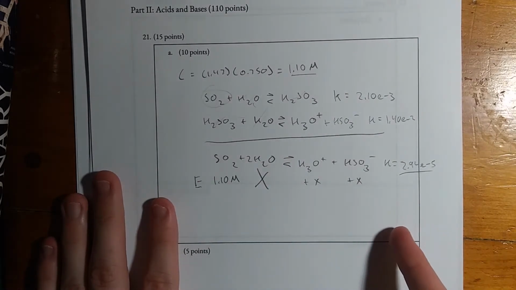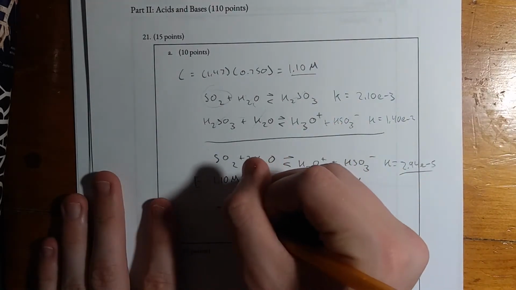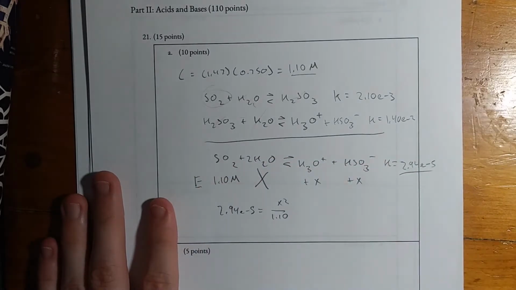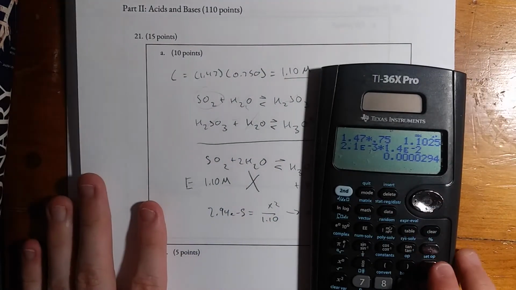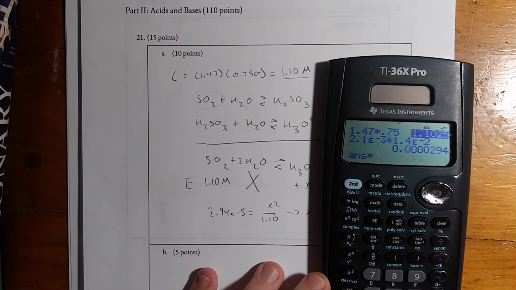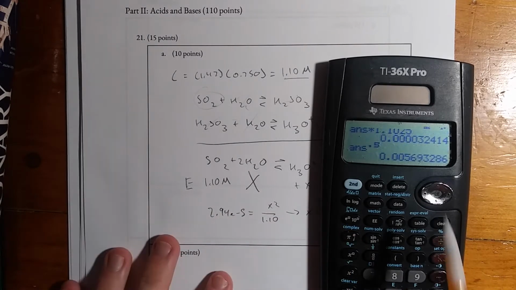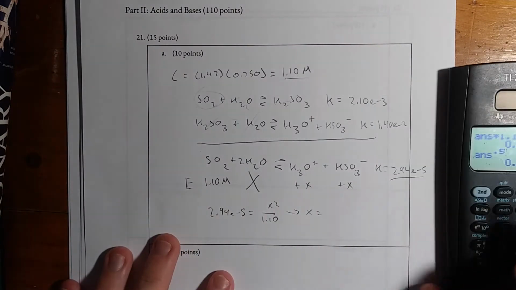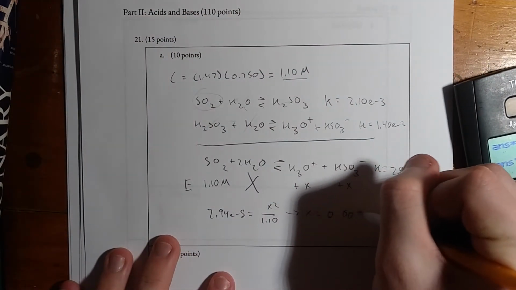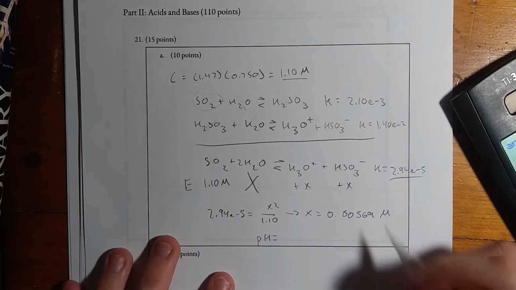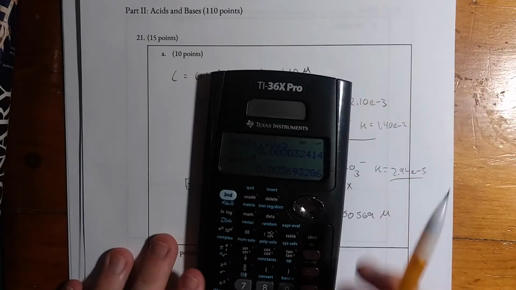And this is a pretty simple expression to solve. It just gives us 2.94 e negative 5 equals x squared over 1.10. Let's solve for x. Pretty easy. So that's going to be this times 1.1. Actually, I'll just multiply by this one up here that I already have stored. And it's going to be the square root of that. So this is going to be the final concentration of x, so both of these things. So that's 0.00569 molar. And then the pH is just the negative log of this, because this is also the concentration of it at the end, so we'll just take the negative log of this.